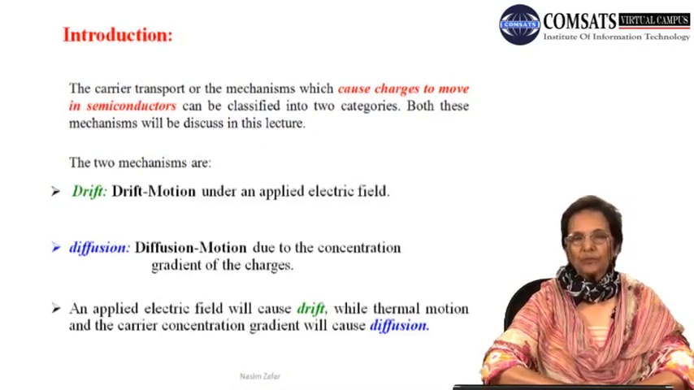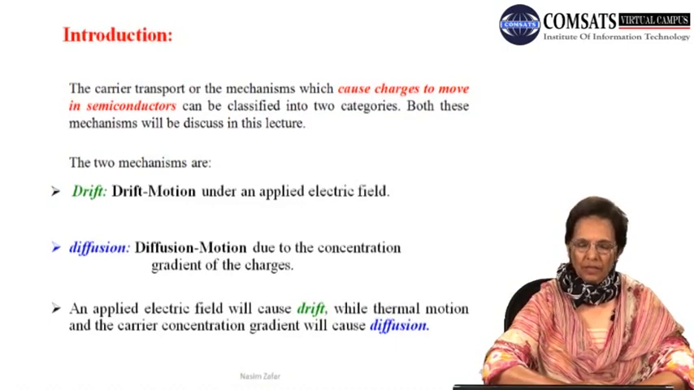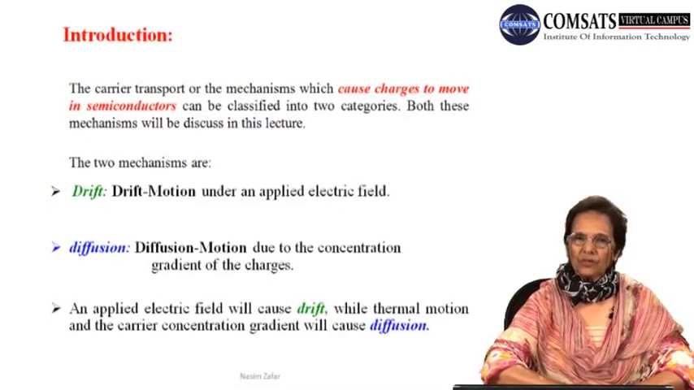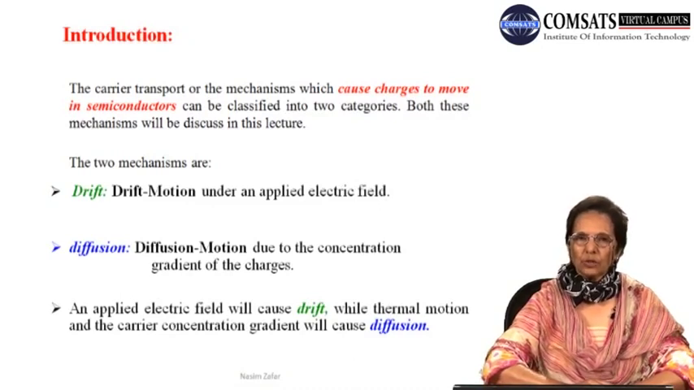The drift motion is that motion of the charge particles which takes place under the influence of an applied electric field to the silicon sample or some device. And diffusion takes place when there is a concentration gradient present in a given material. Both these processes are different from each other, and yet both are important because each one of them contributes towards the current flowing across the junction.